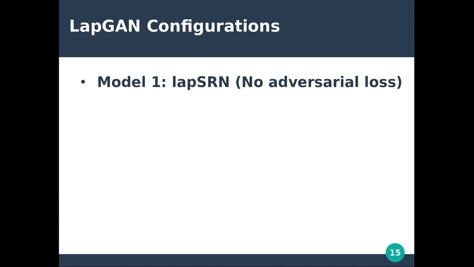Firstly, let's go over the configurations of the LapGAN we trained for our comparisons. Firstly, we trained a Laplacian super-resolution network, which does not consider adversarial loss when training, and thus it is not a GAN. This model solely aims to minimize mean square error of the output it produces. We call this Model 1.